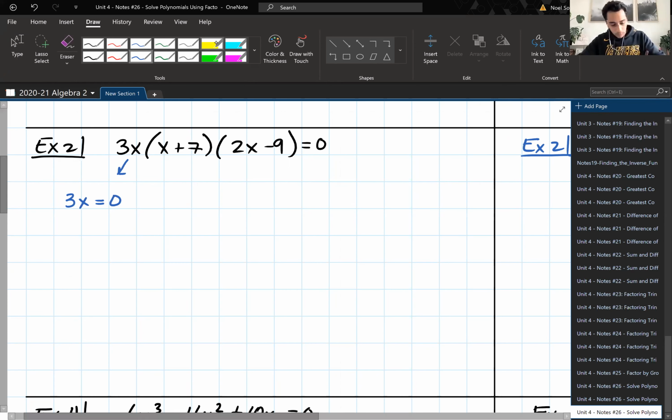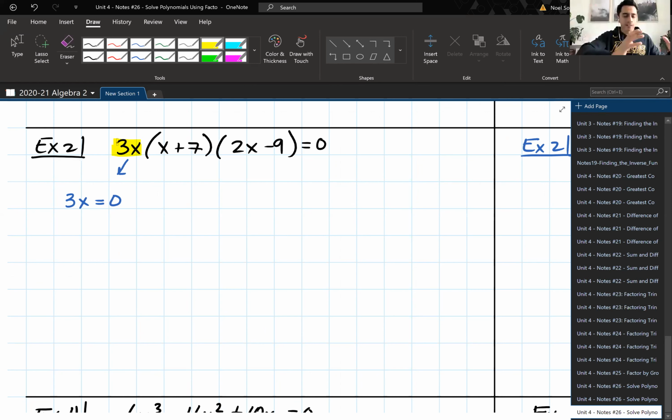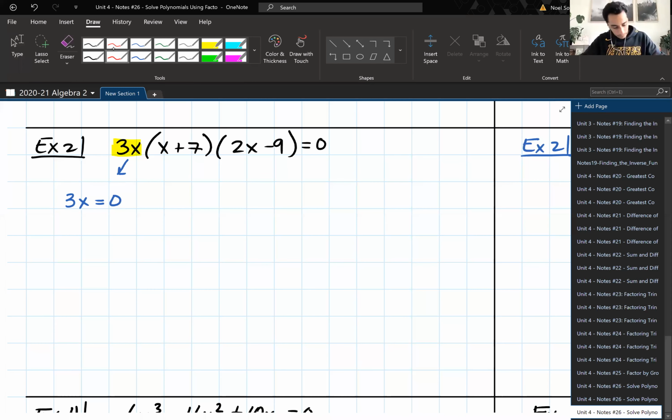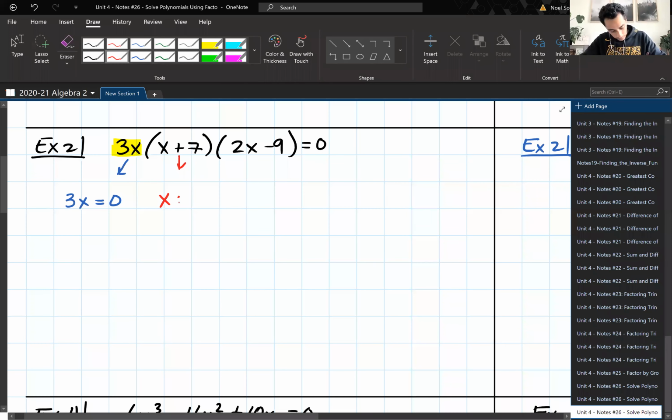All right. This one is always the trickiest one, right? Because you don't see it as a factor in parentheses, but if you think about it, that's like a GCF that got factored out. We have to set that factor equal to 0. All right. So you just take it as 3x equals 0, and you're going to solve for x. Okay. The next one, we can see that this would be x plus 7 equals 0. And then the last one, 2x minus 9 equals 0.